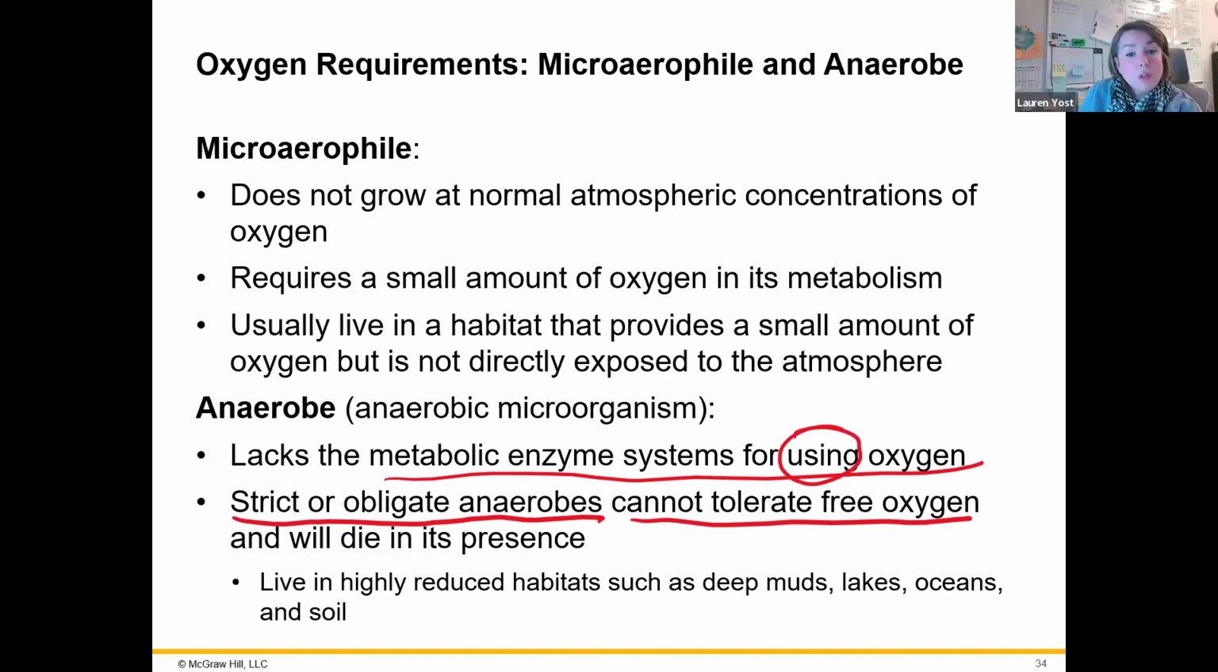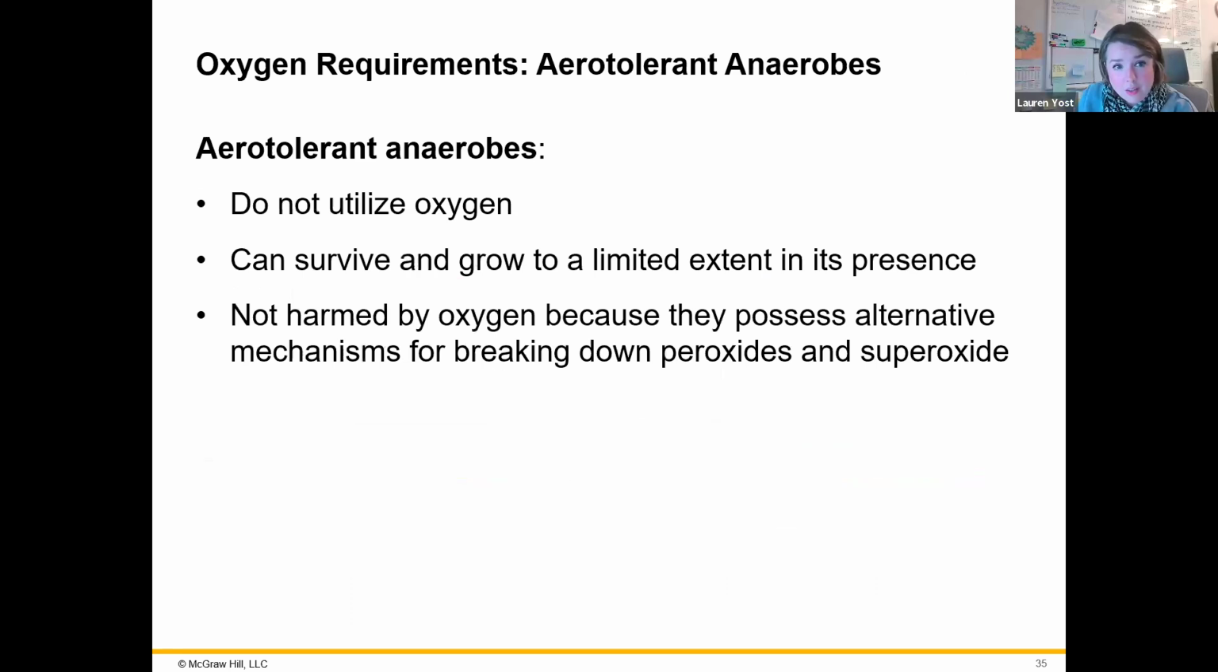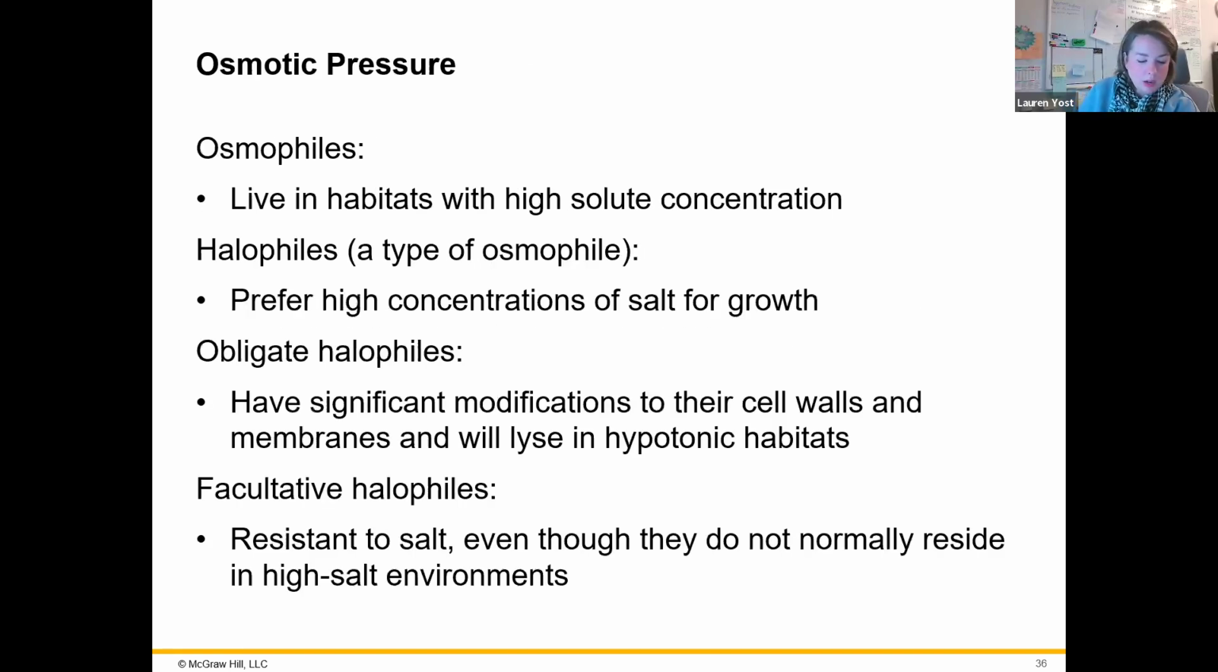But what about the guys that don't use oxygen and can detoxify it? Those are called aerotolerant anaerobes. They're aerotolerant. They can tolerate air. They can detoxify it to a limited degree. So they can be present in the air, even though they aren't going to use the air. So they're anaerobes without air, but they're aerotolerant. So they don't use catalase. Typically, they use different processes to break down those reactive oxygen species. All right, moving on. So those are our gas requirements.